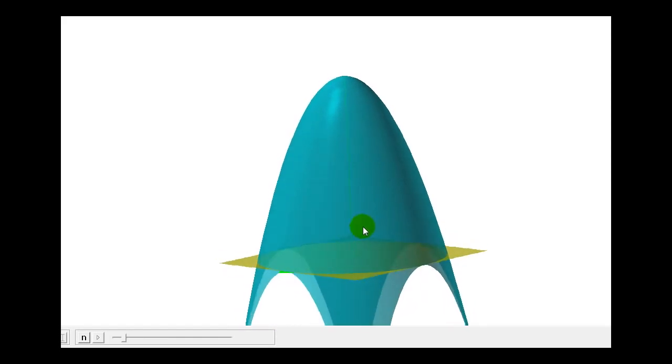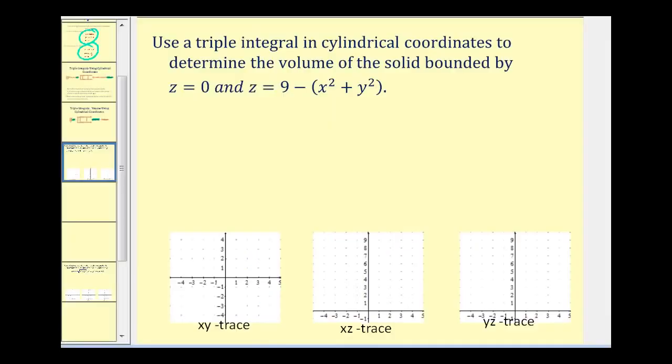So we'll start by taking a look at the xy, xz, and yz traces. So for the xy trace, we'll set z equal to 0. So if z was 0, we could move the quantity x squared plus y squared to the left side, and we'd have x squared plus y squared equals 9. So we have a circle centered at the origin with a radius of 3. And then for the xz trace, if we set y equal to 0, we'd have z equals 9 minus x squared. Well, that's a parabola that opens down with a z-intercept of 9 and x-intercepts of positive 3 and negative 3. So it would look like this.